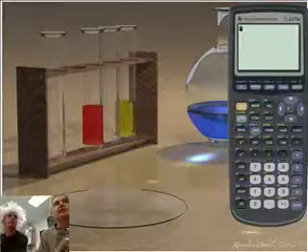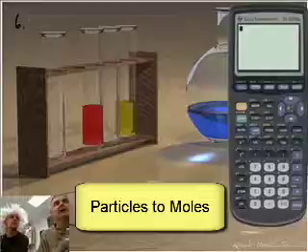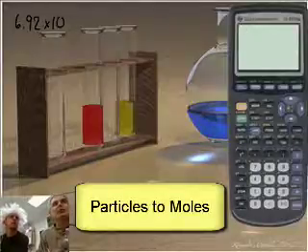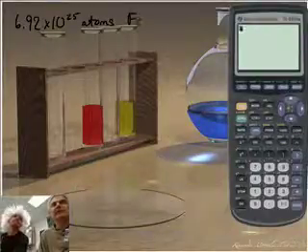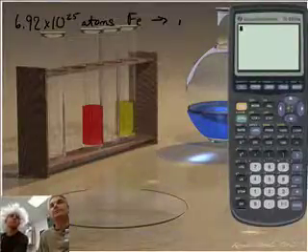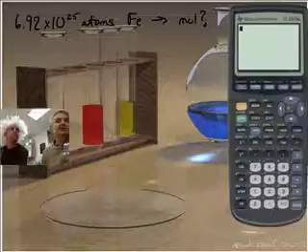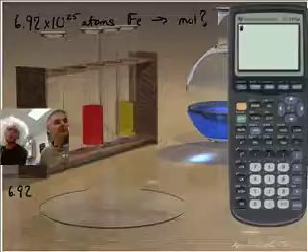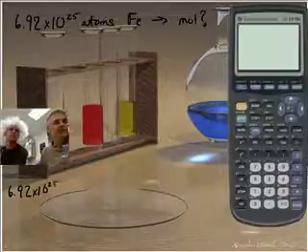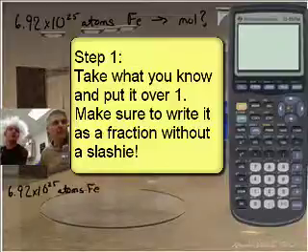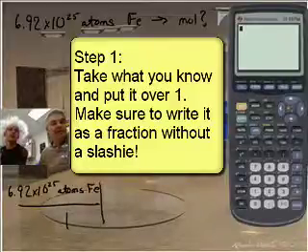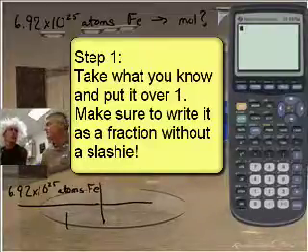So now let's try particles to moles. Let's say you've got 6.92 times 10 to the 25th atoms of iron, and I want to convert that to moles. Well, you're just going to start with what you know, which is 6.92 times 10 to the 25th atoms of iron. You have to write quite a bit here, don't you? You'll get used to it.